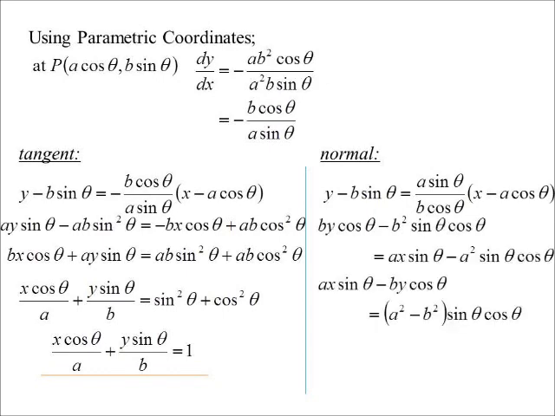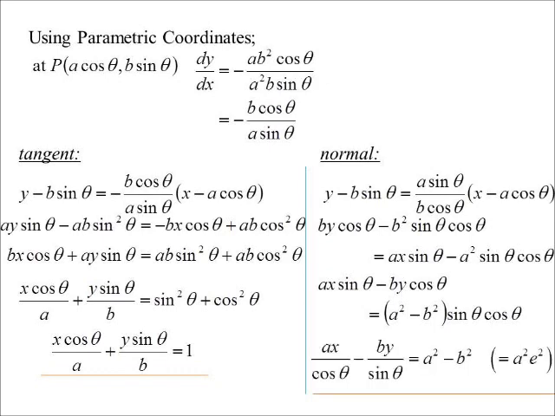And a squared minus b squared, divide both sides by sine theta, and so again we get that relationship equals a squared minus b squared, which is of course a squared e squared. Okay. Now here's the unfortunate thing.